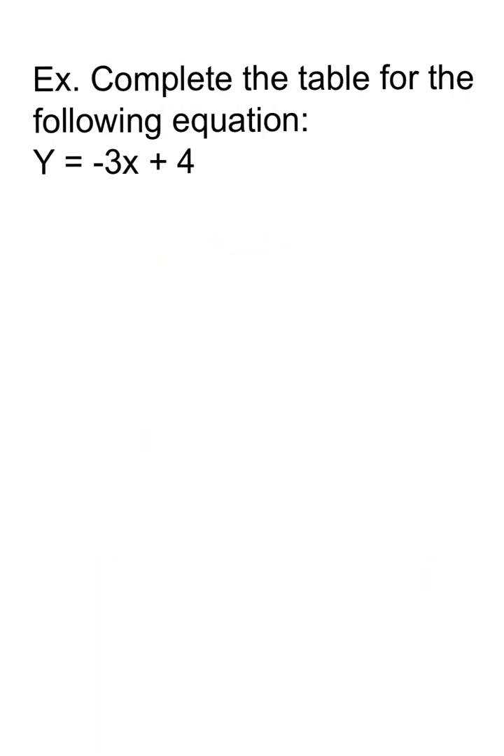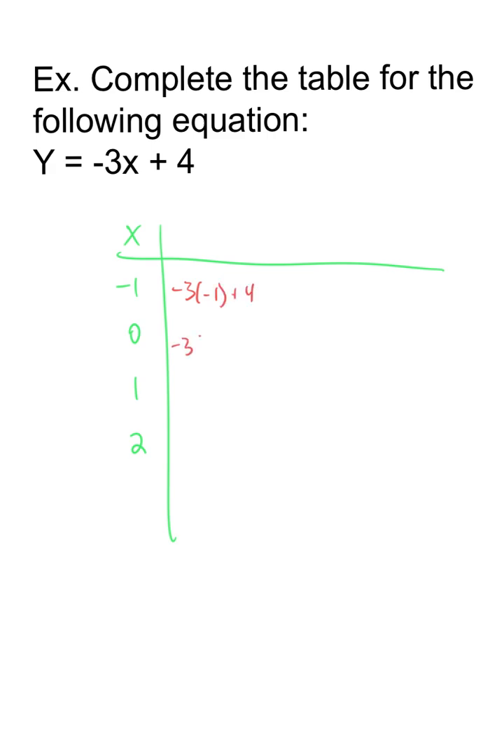So then now, and I just went with a linear one to start out with, complete the table for the following equation. They're going to give you a table on your assignment, but I need to make a table real quickly. So I have my x column. I am going to pick the points -1, 0, 1, 2. And then what I'm doing in this next column is the equation. So -3 times -1 plus 4, -3 times 0 plus 4, -3 times 1 plus 4, -3 times 2 plus 4. Now I'm going to do my math to determine my y values.